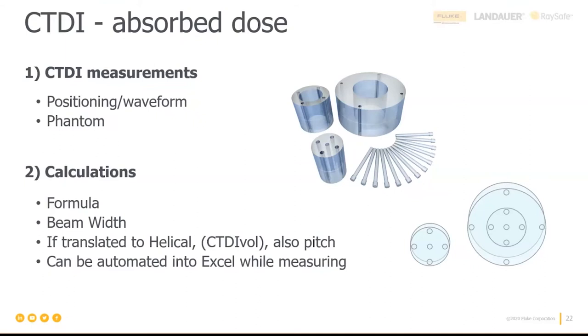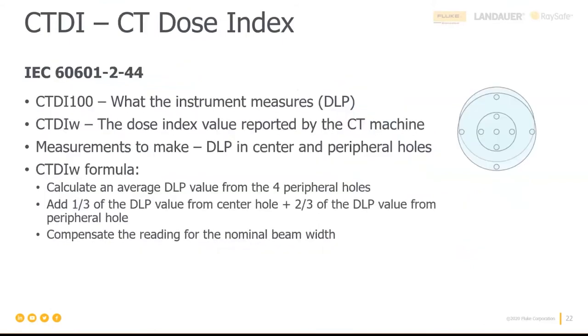We'll have a quick overview of the CTDI calculation to understand why the measurements are done the way they are before we soon jump into CTDI measurements. So, CT dose index. In the IEC standard 60601-2-44, CTDI is defined, and there are a number of CTDI definitions. We have CTDI 100, which is what a 100 millimeter long ion chamber measures in form of DLP. We have CTDIW, which stands for weighted, and that is the dose index value reported by the CT machine when it performs an examination.